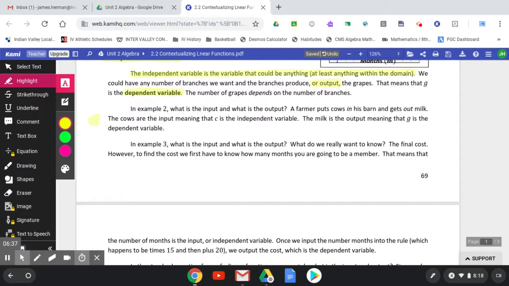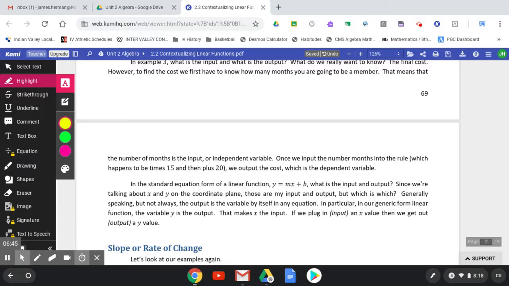Good. Somebody else. Skylar? The first sentence on the bottom right there says the number of months is the input or independent variable. Okay. Somebody else.